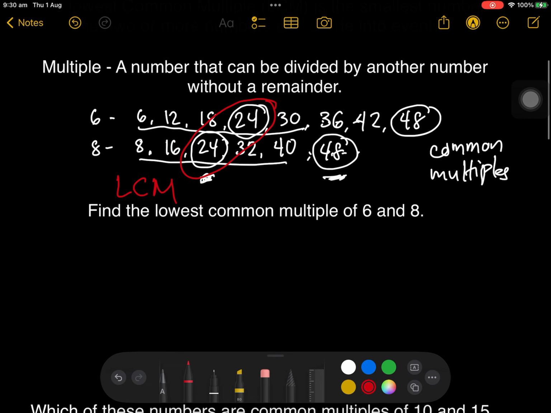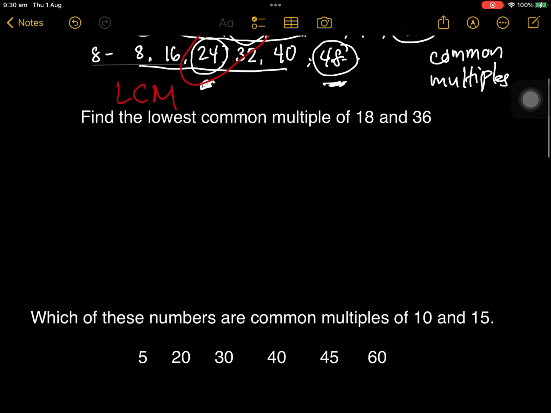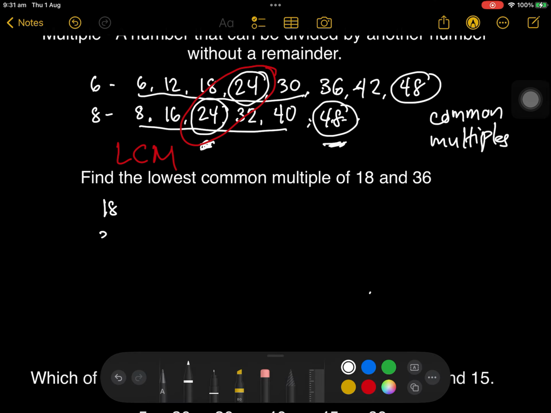So let's have the first example. Find the lowest common multiple of 6 and 8. We already have that one. Okay, let's change it. Find the lowest common multiple of 18 and 36. Some people list down the multiples of 18, so they list down everything. So 18, 36, 54, 72, and then for 36, 72. So as you can see here, you already get the common multiples, or the LCM of 18 and 36.